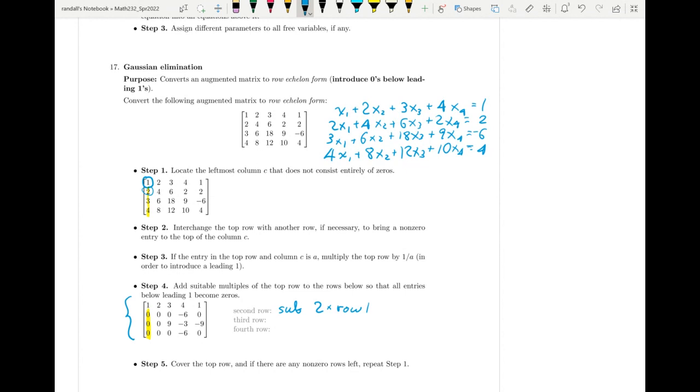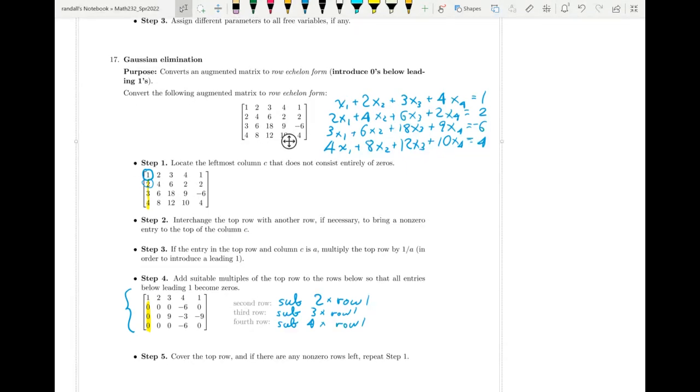Then I subtract that row from the second row. That makes that a 0, and it changes all the other terms into what you see there. For the third row, I had to subtract 3 times row 1, and for the fourth row, I subtracted 4 times row 1. Once I've done that, that's the form I get. So now we're going to continue on.